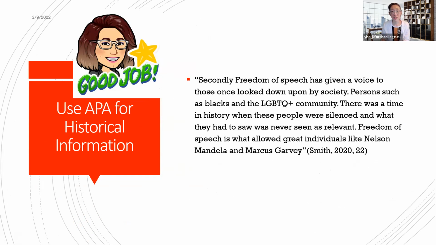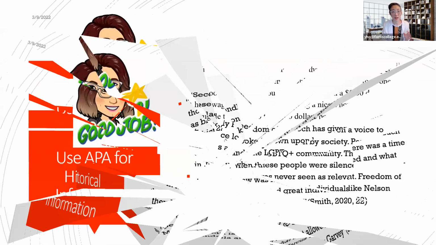Also, you could use APA for historical information. Secondly, freedom of speech has given voice to those once looked down upon by society. People who are Black, who are in the LGBTQ community, there was a history when these people were silenced and they were never seen as relevant. Freedom of speech is what allowed great individuals like Nelson Mandela and Marcus Garvey to. Anyway, so he's talking about historical information, and you need to cite the source.